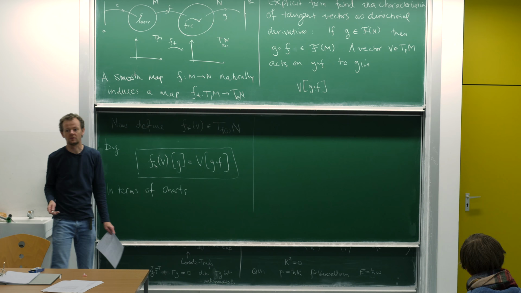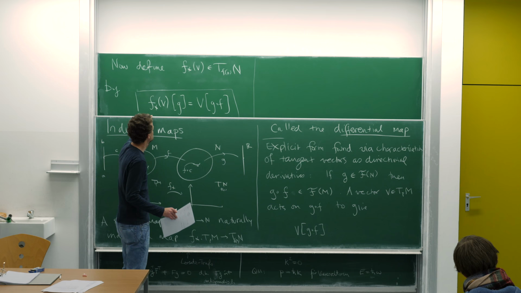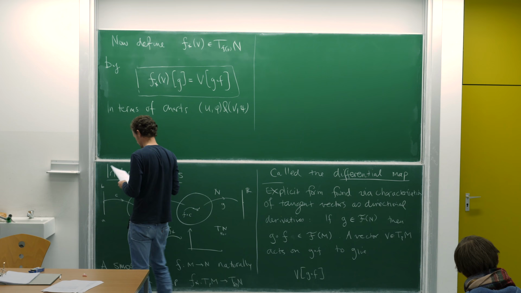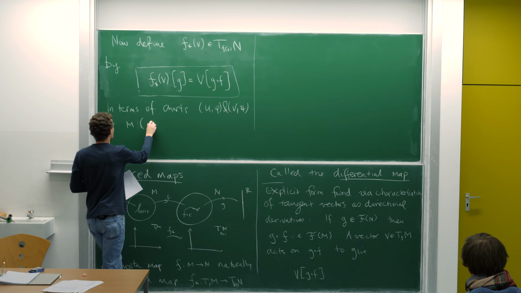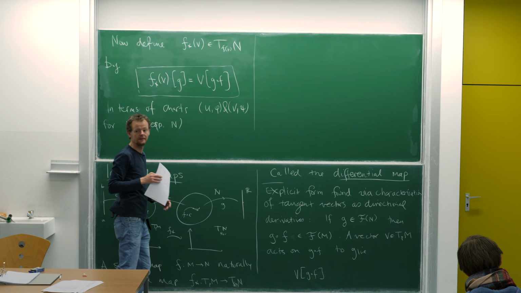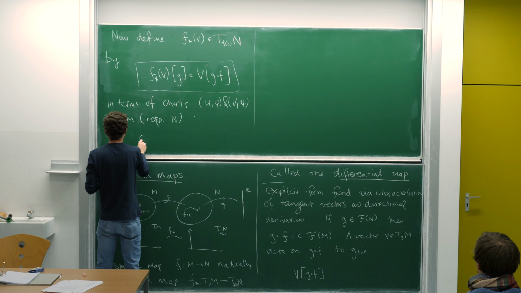And let's find it explicitly in terms of components, and then it will look a whole lot more familiar. So we're going to choose some charts for our two manifolds. I'm going to call the charts, say, U, phi and V, psi. Take two charts and you work out this relationship in terms of the charts. And you get this formula here.